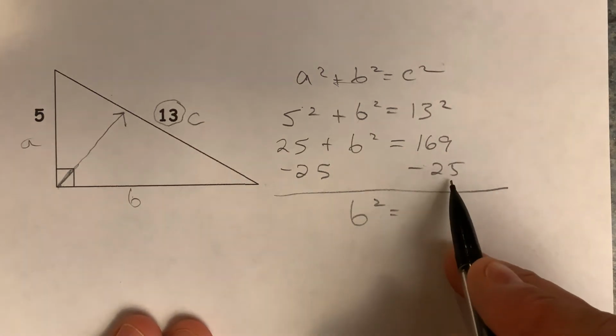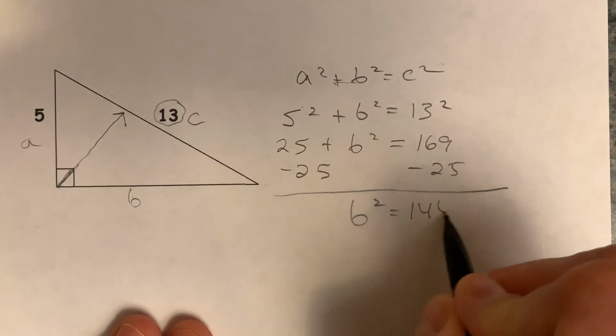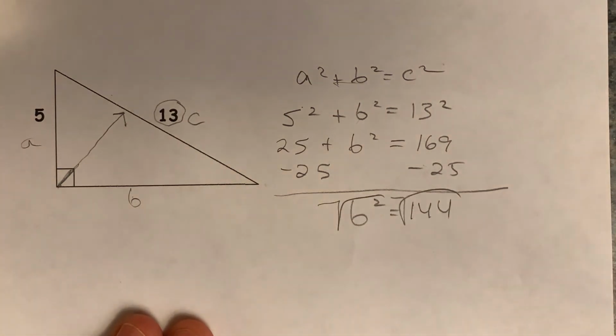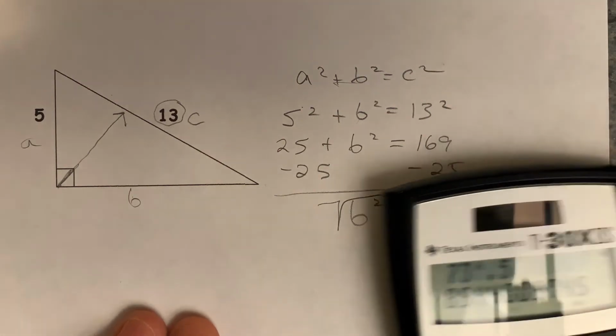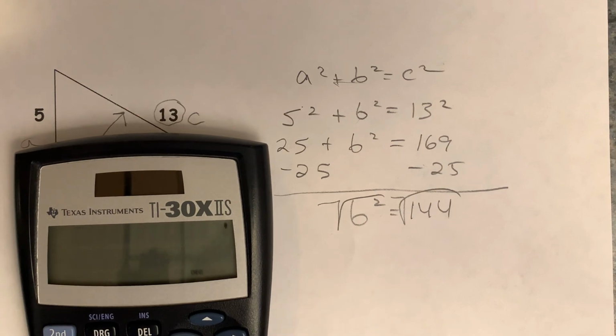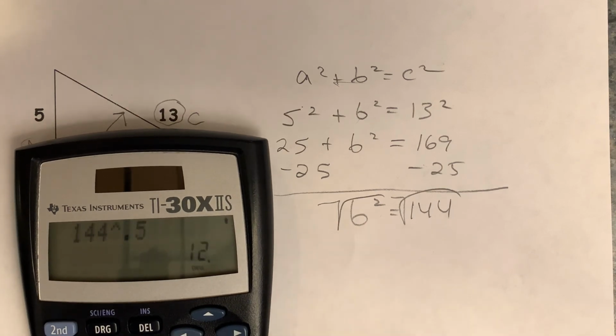So 169 minus 25 is 144. And of course, ask questions too. You can ask questions privately or the whole class. And then here's our calculator, so I'm going to go ahead now and put in there 144 caret 0.5, which is of course 12.